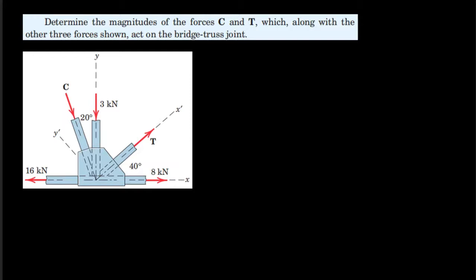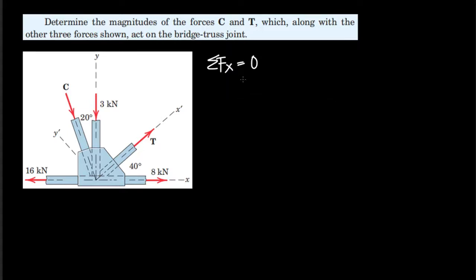Determine the magnitudes of the forces C and T, which along with the other three forces shown act on the bridge truss joint. So in this case, guys, we don't know what those forces C and T are. We are used to, in our prelim classes, the fact that we can just look for the resultant. In this case, we don't even know what the resultant is, and we have to look for C and T. But that is easy. Just know that the summation of forces along the x-axis is equal to 0, and for the y later on is equal to 0 as well.